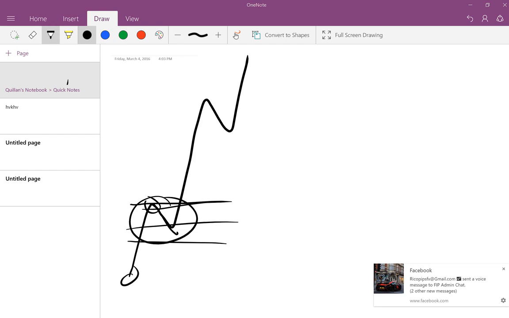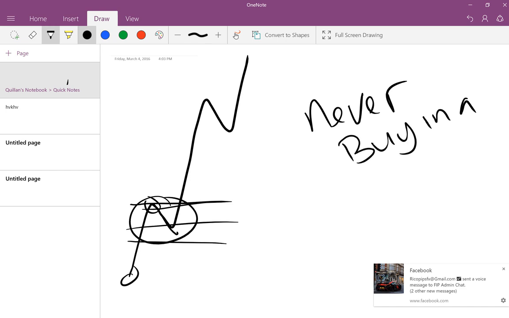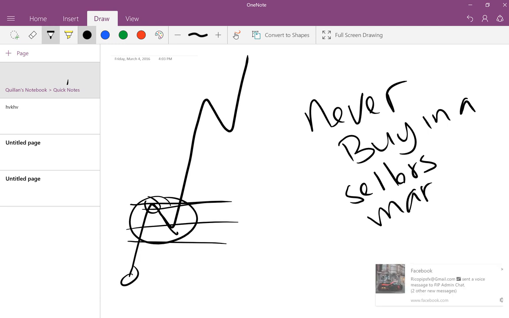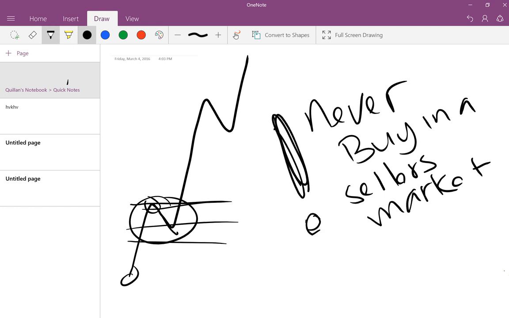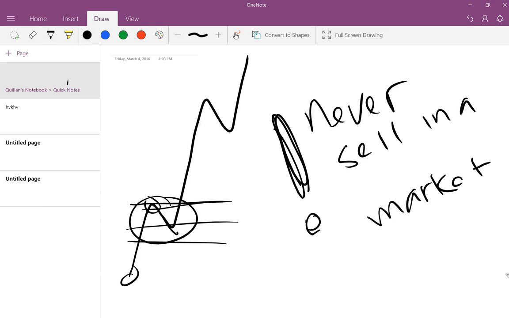But at the end of the day, you would never buy in a seller's market. All right, important. And never sell in a buyer's market. Trust me, it's really that simple, right?